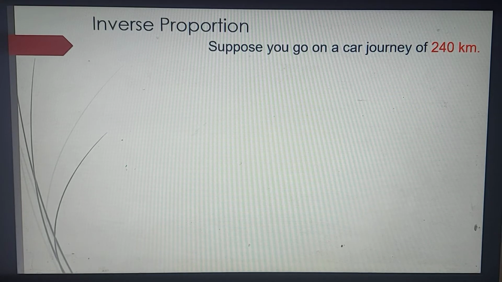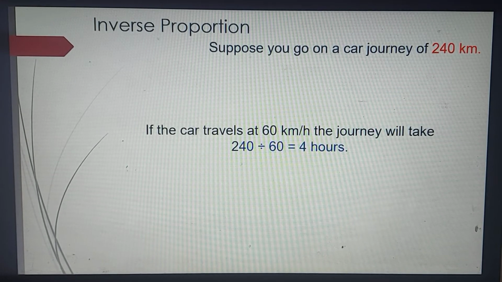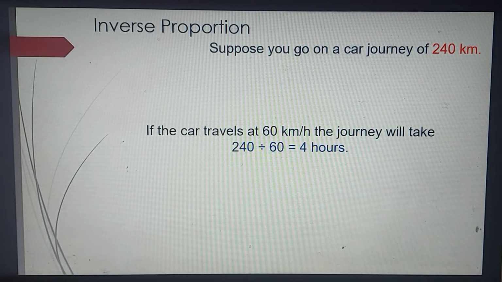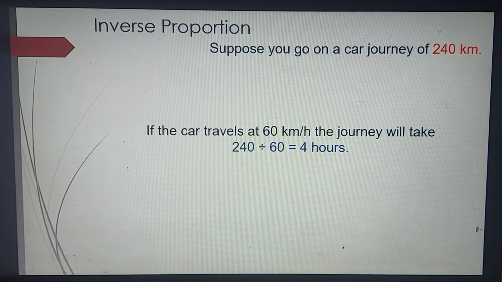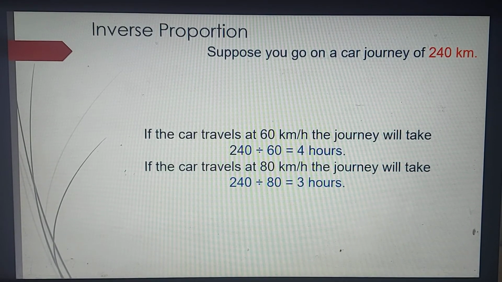Suppose you go on a car journey of 240 kilometers. If the car travels at 60 kilometers per hour, the journey will take 240 divided by 60, which will give you 4 hours. If the car travels at 80 kilometers per hour, the journey will take 240 divided by 80, which will give you 3 hours.